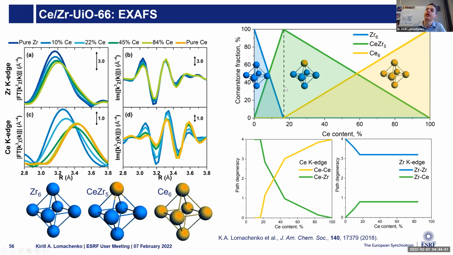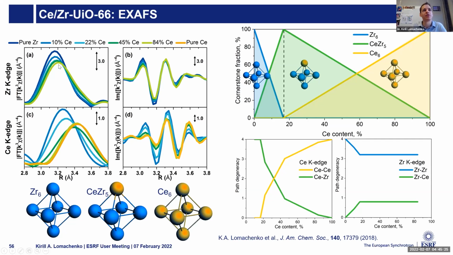But then starting from, to be precise, like 17%, so 1/6, when you have no zirconium 6 anymore, but only cerium-zirconium 5 and cerium 6, starting from this point the spectra should stop changing, right? Because what will change from 17% is the ratio between cerium-zirconium 5 and cerium 6. But for each particular zirconium atom, the situation does not change at all. So all the spectra should be very, very similar. Of course, there can be some small differences between them because of some minority phases.